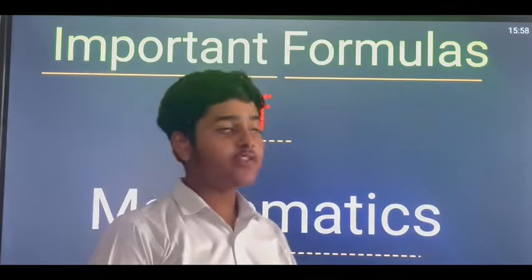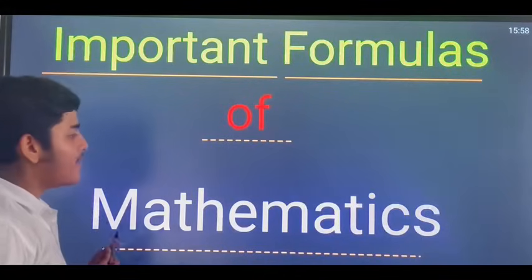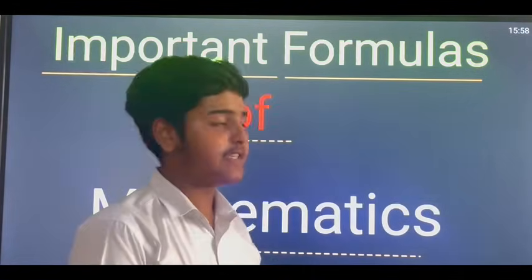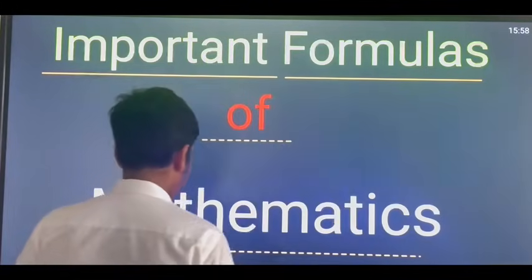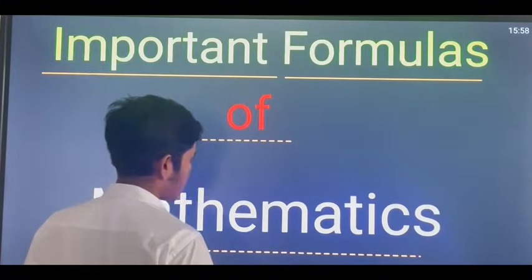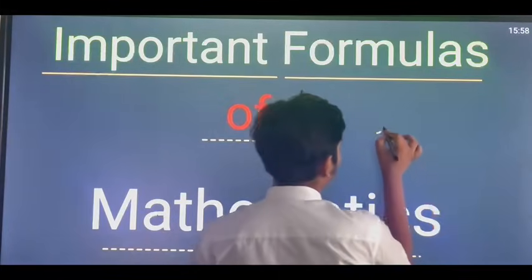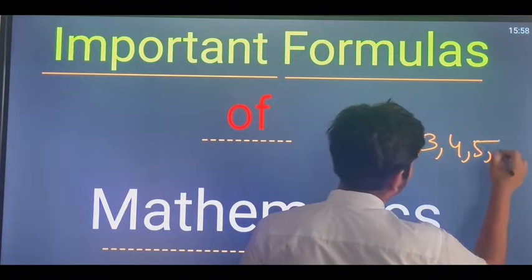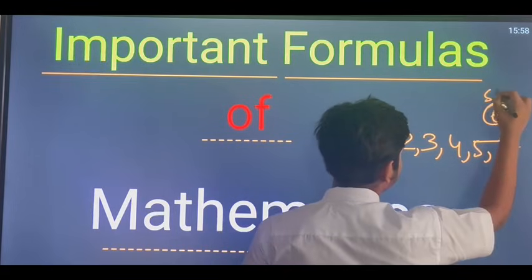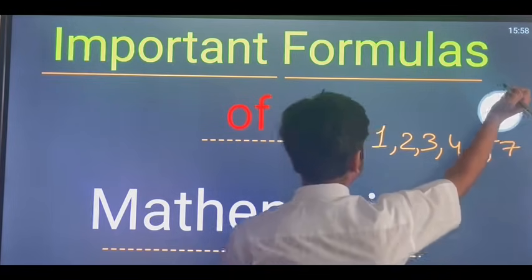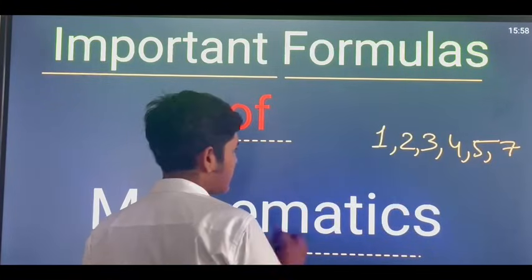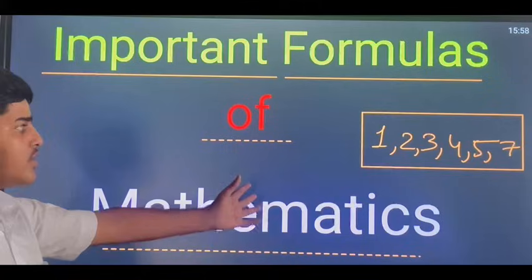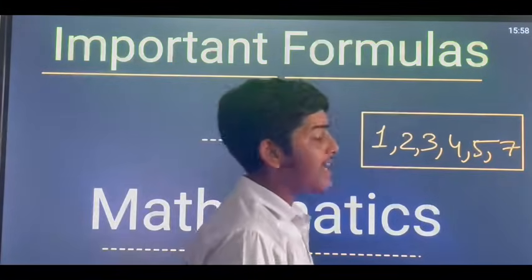So today I am discussing with you the important formulas of mathematics, Class 10th NCERT based. You can note down chapters 1, 2, 3, 4, 5 and 7. Chapter 6 is skipped. Only 1, 2, 3, 4, 5 and 7.